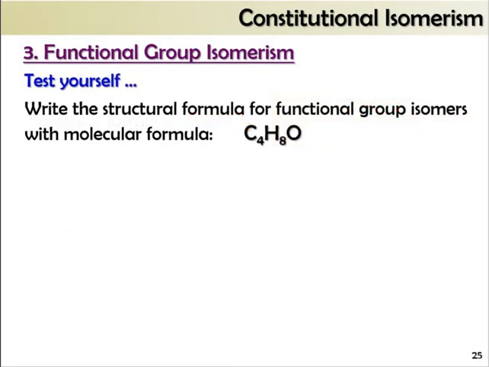Okay, write the structural formula for the functional group isomers with molecular formula C4H8O. What is the general formula for C4H8O? 4 is N, H adalah 8 kan kat sini. So, it becomes 2N. Okay, 2N. So, this is N. So, CnH2nO. Okay. So, what is the pair for this general formula? It is aldehyde and ketone.